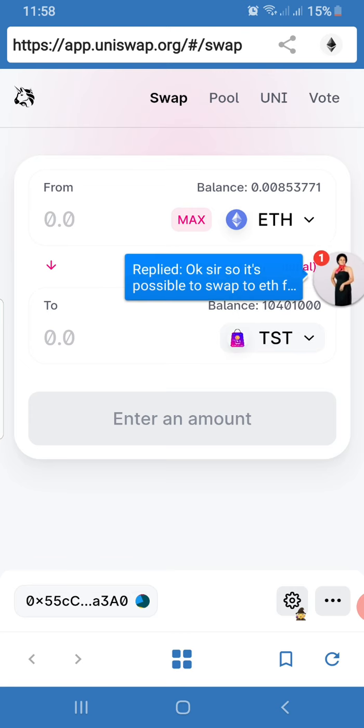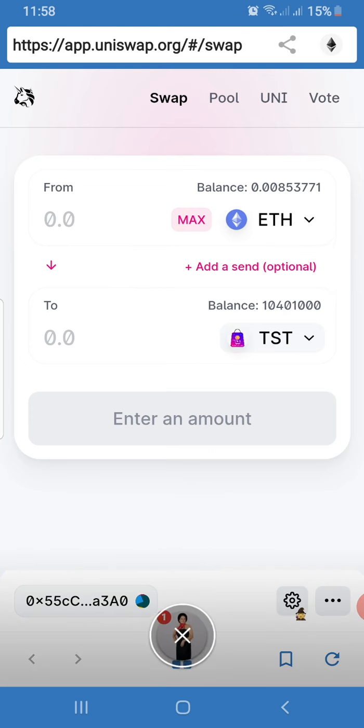But there's something else I will show you guys here before I go to the pool section. Now you may be wondering, how are you going to earn fees? Now this is done by a smart contract. This is not done by me or any other person. This is done by the smart contract. All right, so let's do this.